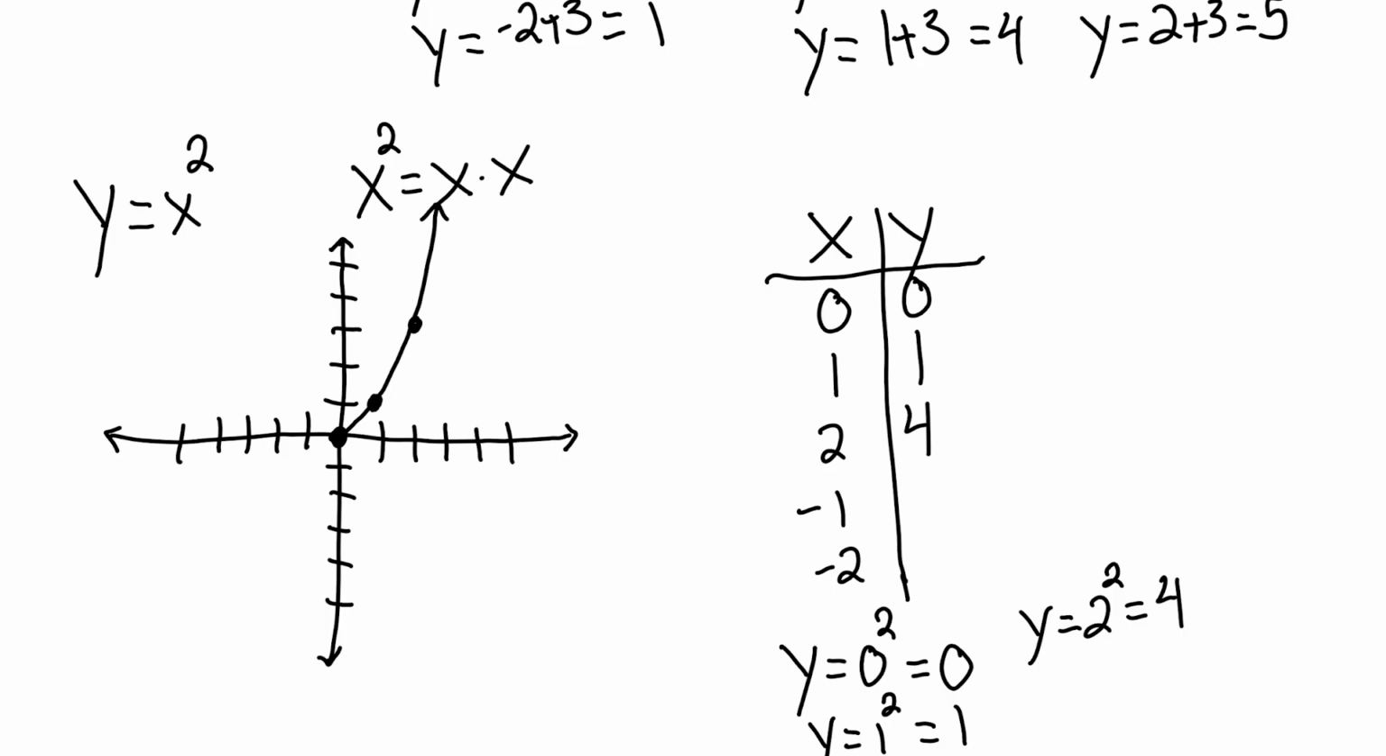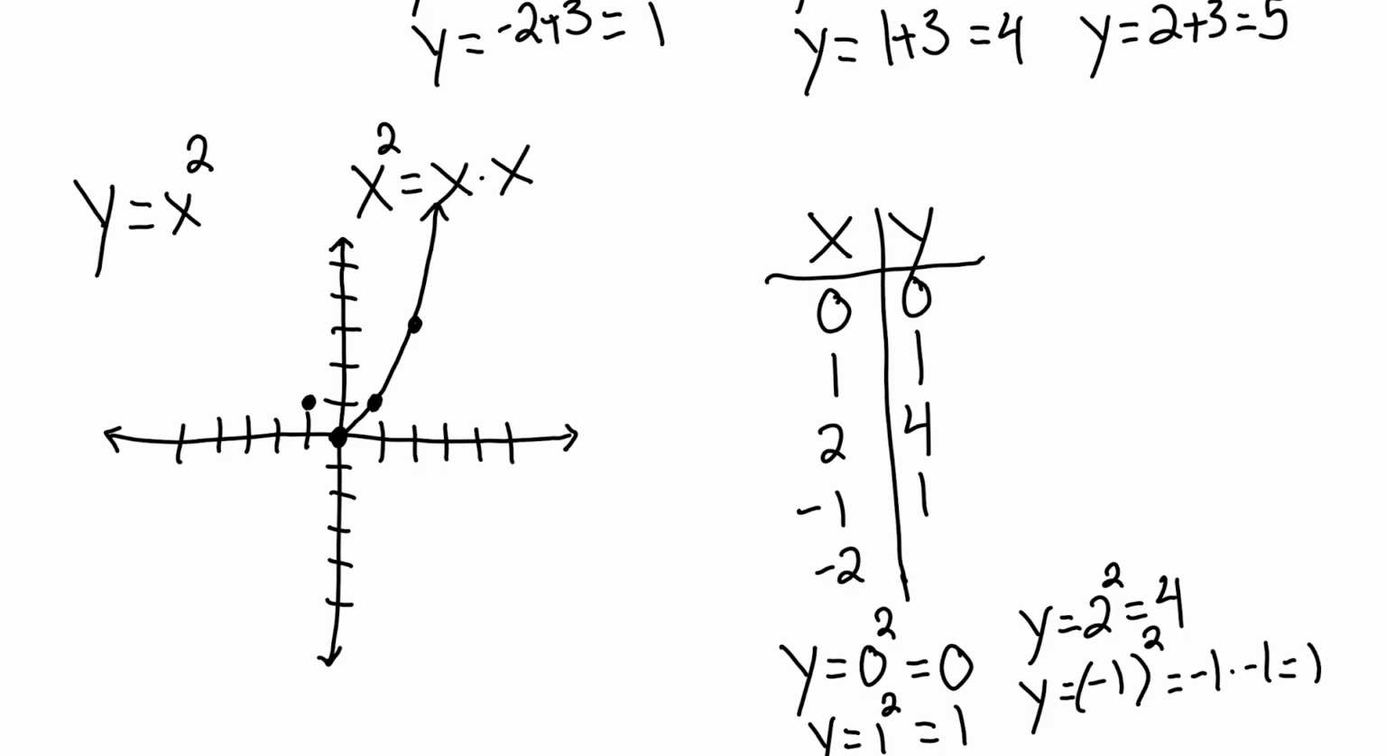Now, on the other side of the graph, when we plug in -1, we've got to be careful here. (-1) squared is equal to -1 times -1, which is going to be +1. Okay. So negative times a negative gives us a positive. So this is the point negative 1, 1.